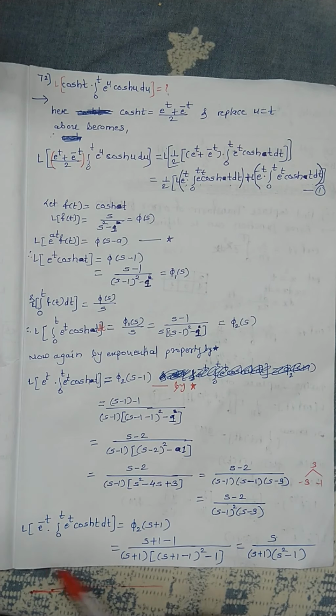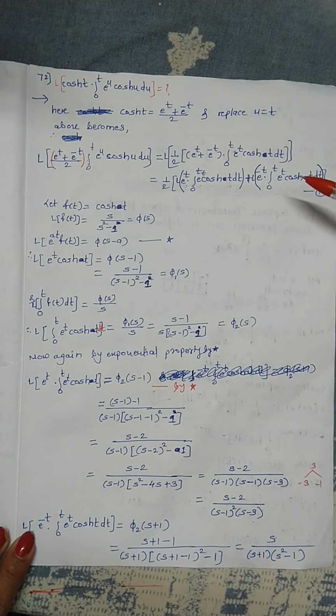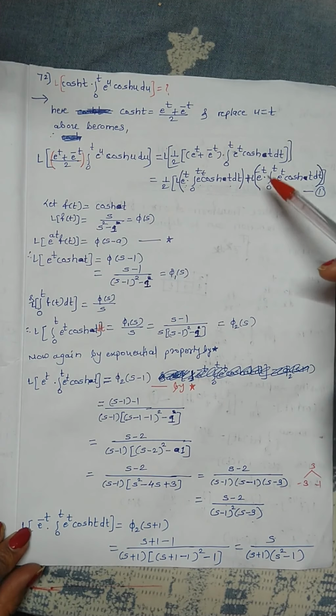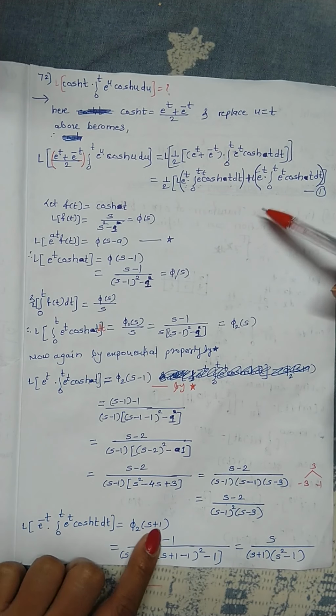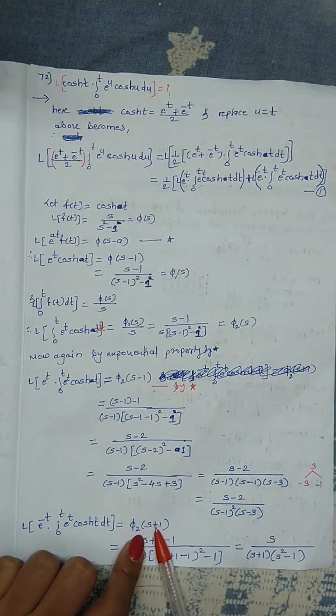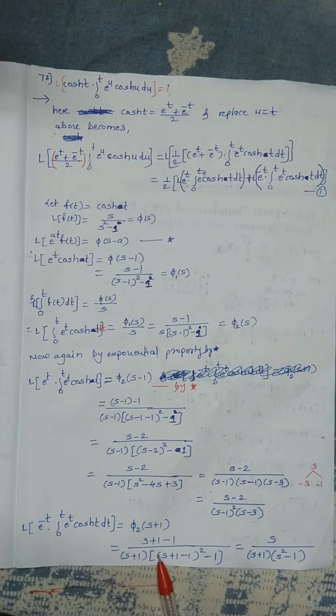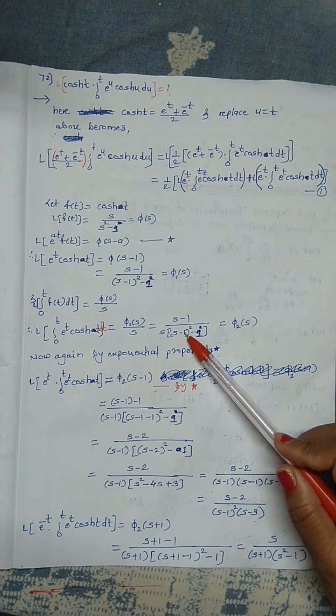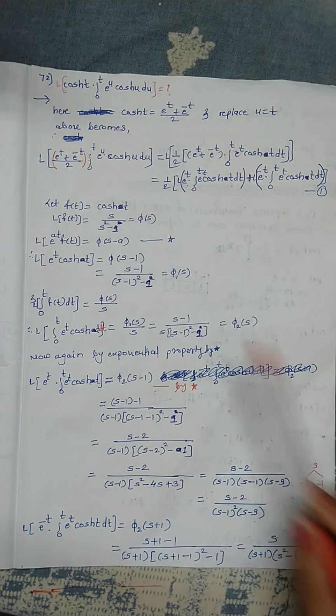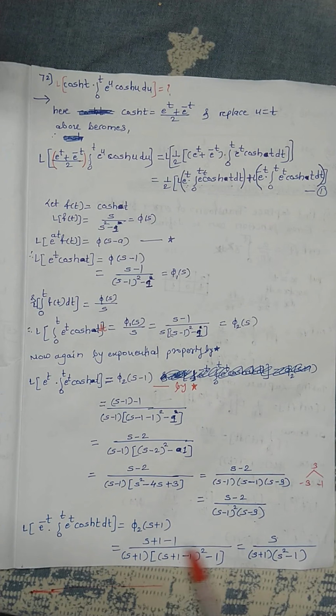That's why we can directly write it as: Laplace of e raised to minus t and this integration is equal to phi 2 of s plus 1. Instead of s minus 1, everywhere replace s plus 1. This is the answer, s plus 1 minus 1. This is s plus 1, this is (s plus 1 minus 1) square minus 1. Simplify this, what do we get? S only here, s plus 1, and this is s square minus 1.